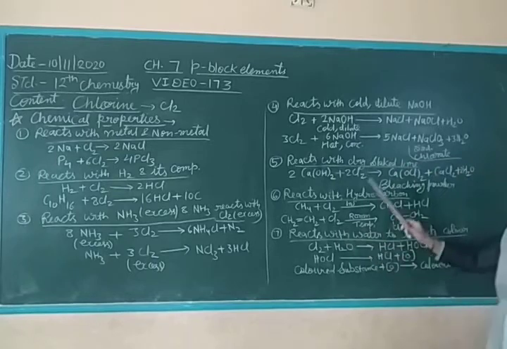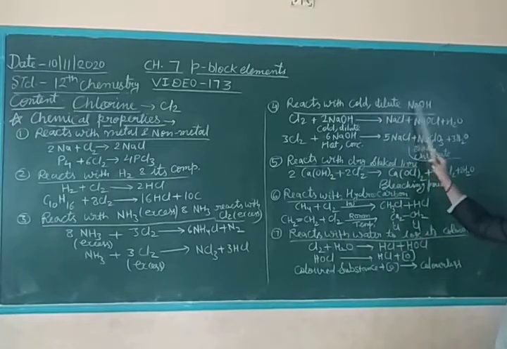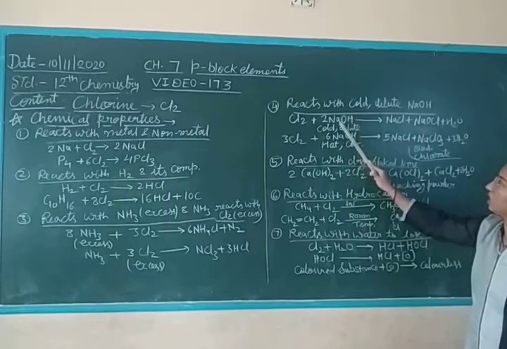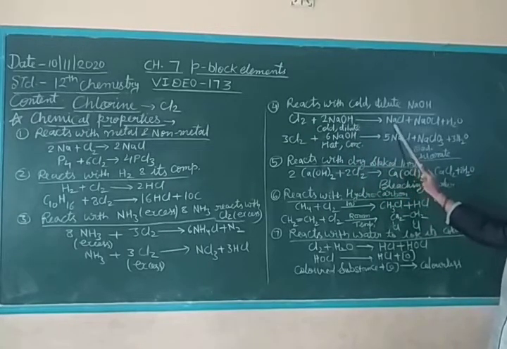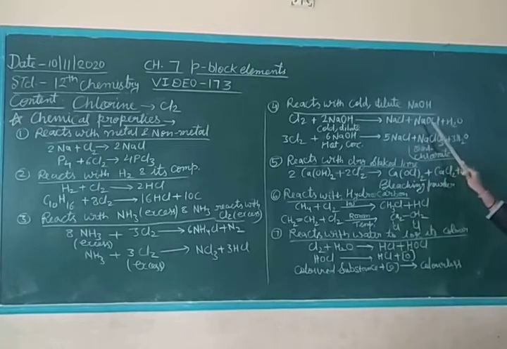Then the fourth one is the reaction with cold dilute NaOH, otherwise hot and concentrated. In both reactions, different types of products are formed. If chlorine reacts with cold and dilute NaOH, NaCl forms and the byproduct is different: NaOCl, sodium hypochlorite, is formed.